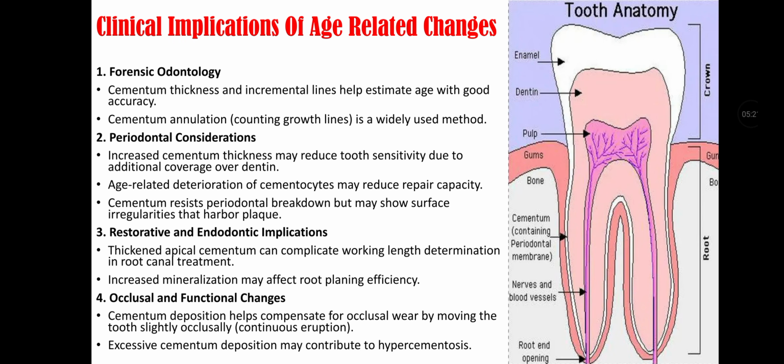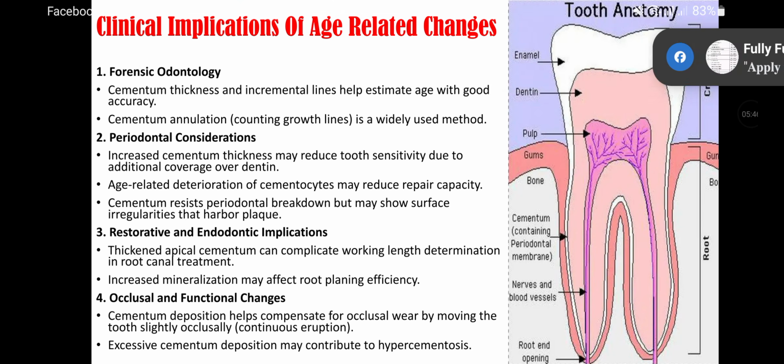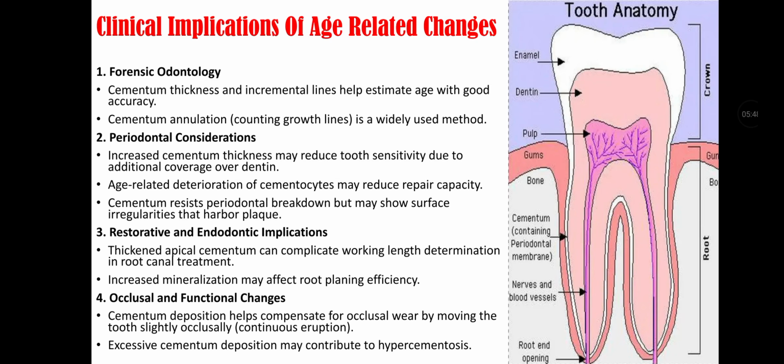Clinical implications of age-related changes. First is in forensic dentistry. Cementum thickness and incremental lines help estimate age with good accuracy. Cementum annulation, that is continuous growth lines, is a widely used method. Second clinical application is periodontal consideration, as increased cementum thickness may reduce tooth sensitivity due to additional coverage over dentine. Age-related deterioration of cementocytes may reduce repair capacity. Cementum resists periodontal breakdown but may show surface irregularities that harbor plaque.